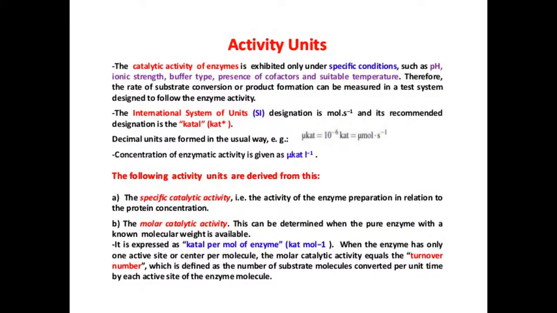There are two types: specific catalytic activity and molar catalytic activity. The specific catalytic activity is the activity of the enzyme preparation in relation to the protein concentration, and the molar catalytic activity can be determined when the pure enzyme with a known molecular weight is available. It is expressed as catal per mole of enzyme. If the enzyme has only one active site center per molecule, the molar catalytic activity equals the turnover number, which is defined as the number of substrate molecules converted per unit time.